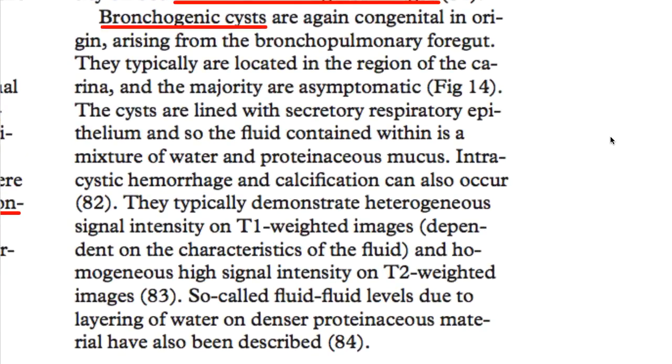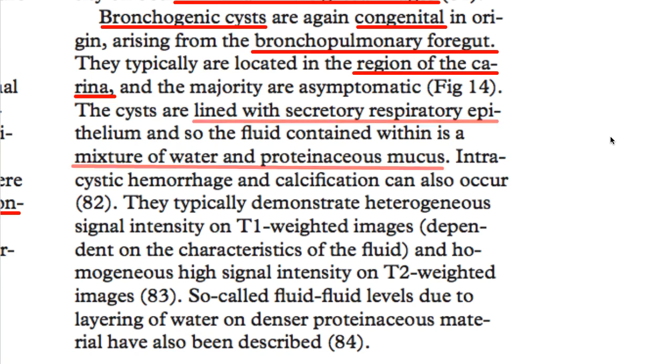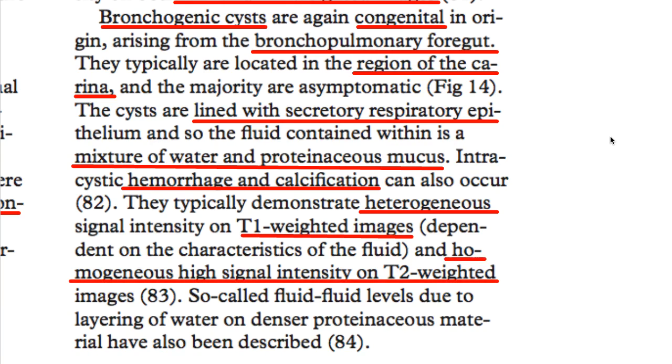So bronchogenic cysts are another cyst that we can see in the region of the heart. These are congenital, they come from the bronchopulmonary foregut. Typically these are diagnosed by the chest radiologist because it's found in the region of the carina. These are lined with secretory epithelium, which can be a mixture of water and proteinaceous mucus, and that can affect the signal. You can also have hemorrhage and calcification, so you can have heterogeneous signal, but the key feature is that these are not going to enhance.